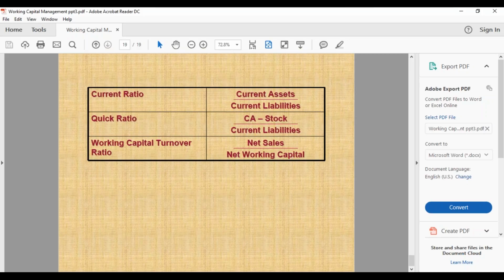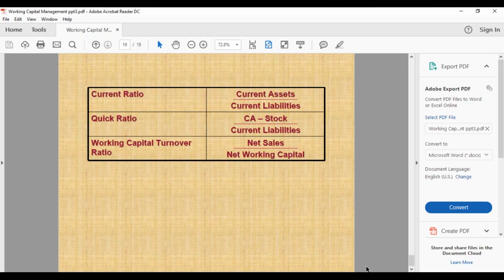Net sales is 10 and net working capital is 1 million, sir. Okay, it will be like 10 upon 1, sir. We will get, yeah, so the working capital turnover ratio will be 10. 1 into 10 is 10. 10 by 1 is 10. So the working capital turnover ratio will be 10 in that case.